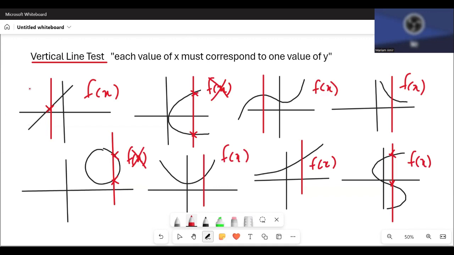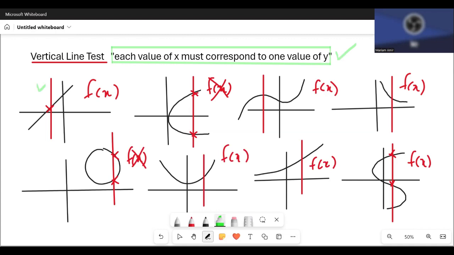Now, what does this vertical line test imply? It tells you that each value of x corresponds to a single value of y. This statement is very important because in past papers, they ask you whether an expression is a function or not. Then you don't say yes, it is a function because it satisfies the vertical line test, or no, it's not a function because it does not satisfy the vertical line test. That will not get you the mark. Writing this statement correctly will get you the mark.